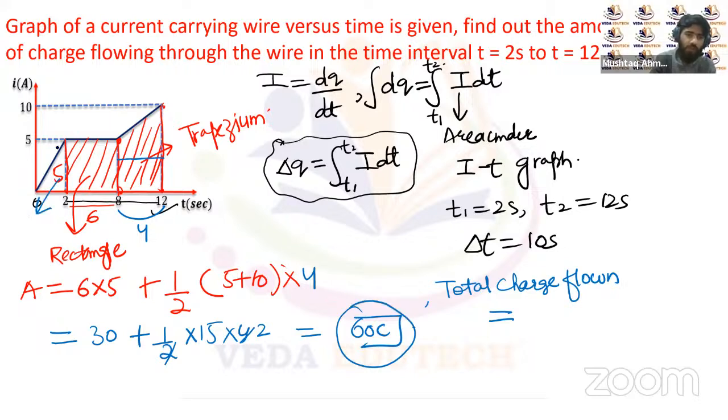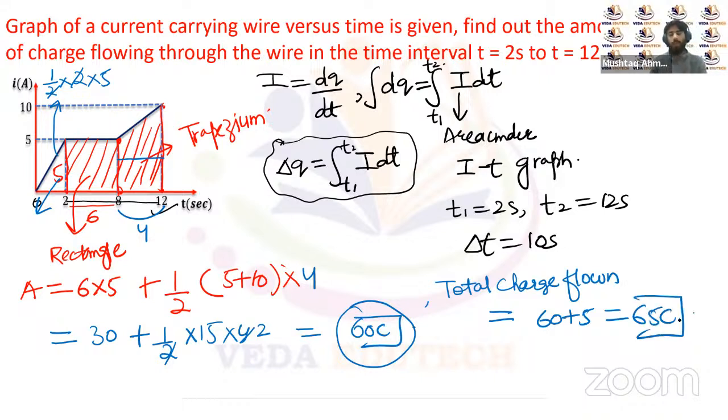And this triangular area, you can just calculate as half base into altitude. Base is 2 and the altitude is 5. So half into 2 into 5, right? So this 2 and 2 will get cancelled. The total charge will be 60 plus 5, that will be equal to 65 coulombs, right? So this will be the total charge flow for this question, right?